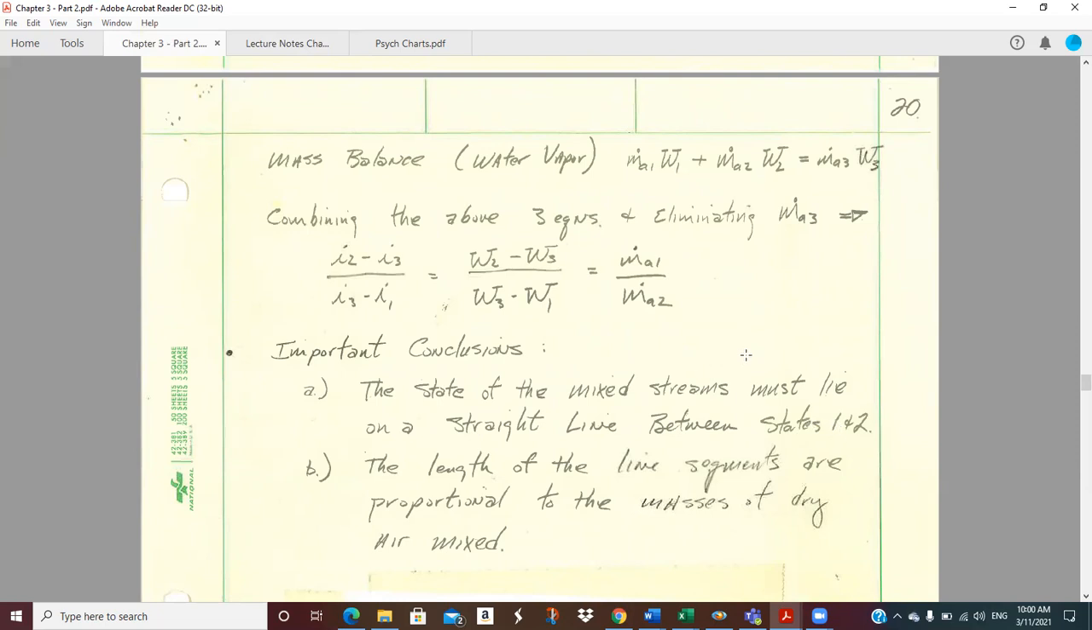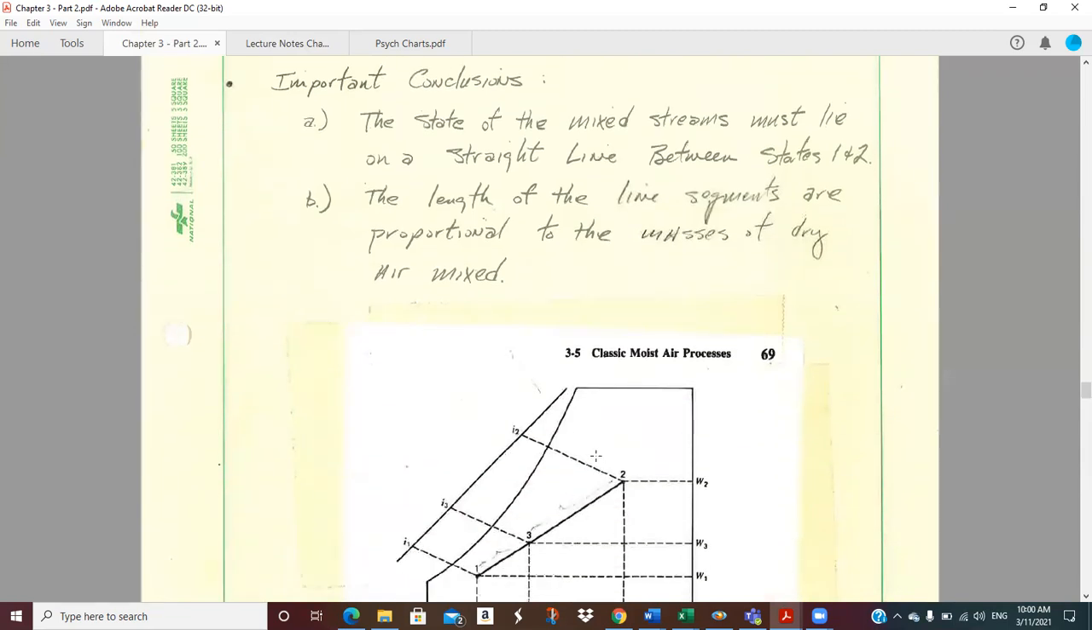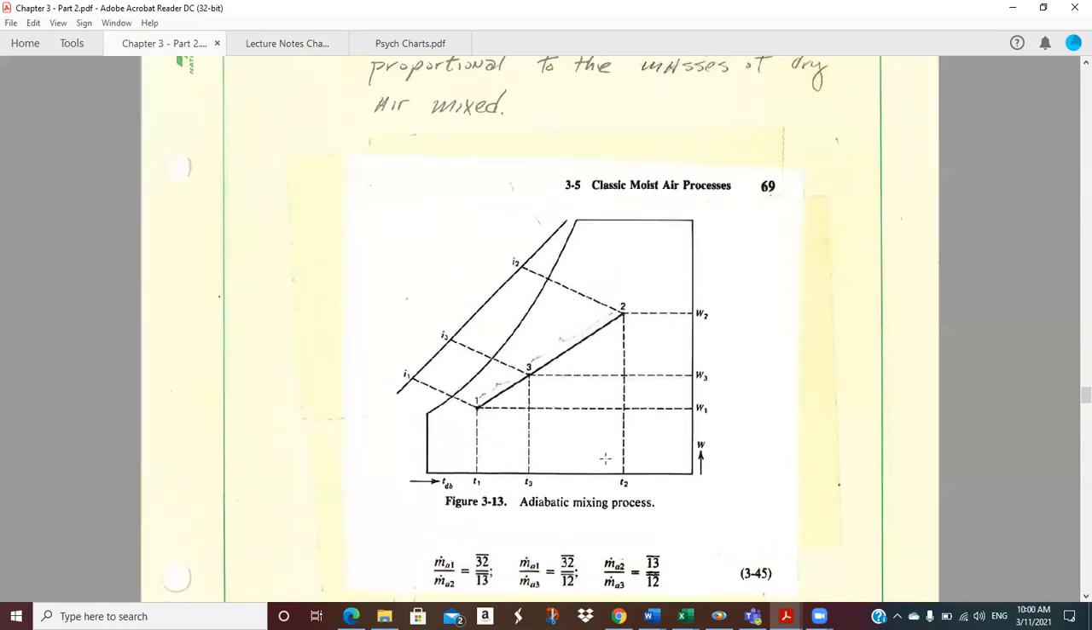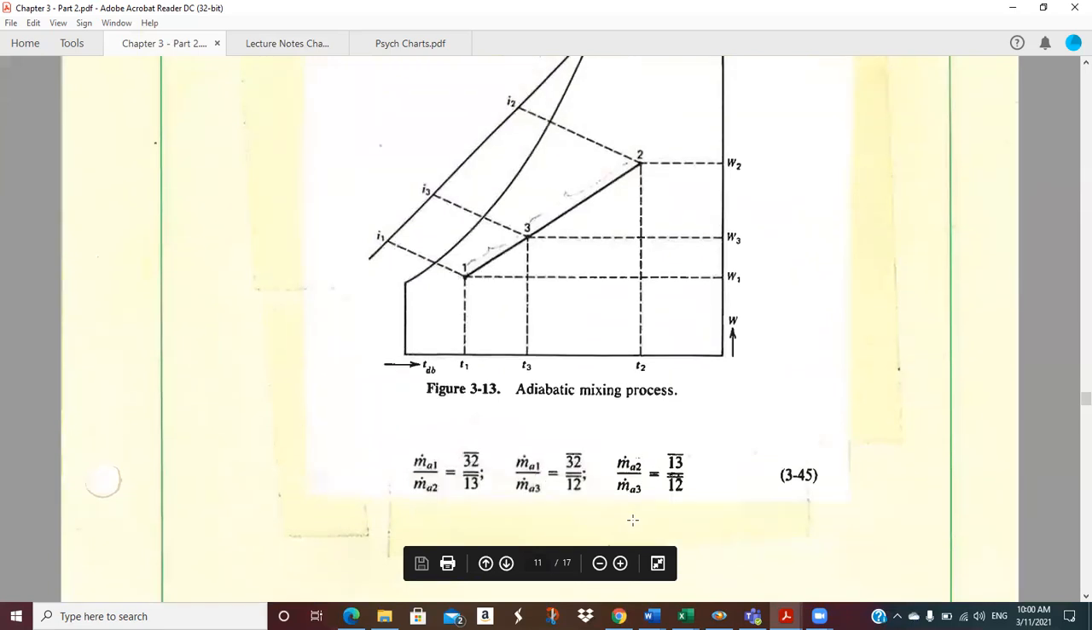So if you know one, know two, put them on a psych chart, draw a straight line, and three must lie someplace in between one and two. And then the other thing is the length of the line segments are proportional to the masses of dry air mixed. Well, that's kind of interesting too. So this is kind of like the inverse lever rule that we do in some mechanics course, I can't remember. It's been too long for me on mechanics.